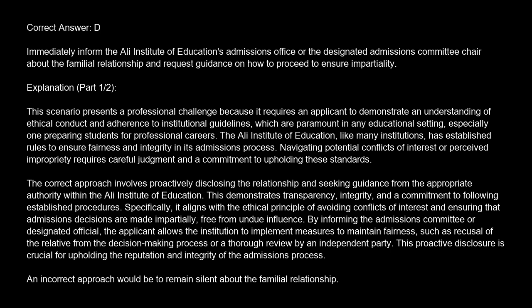By informing the admissions committee or designated official, the applicant allows the institution to implement measures to maintain fairness, such as recusal of the relative from the decision-making process or a thorough review by an independent party. This proactive disclosure is crucial for upholding the reputation and integrity of the admissions process. An incorrect approach would be to remain silent about the familial relationship.